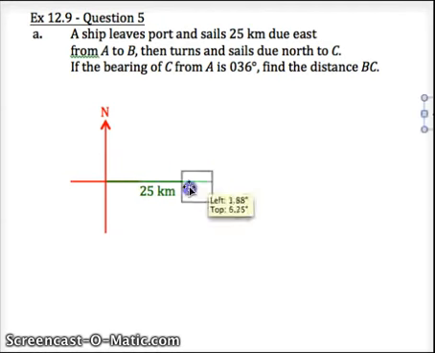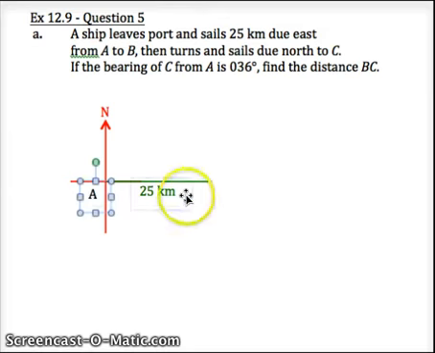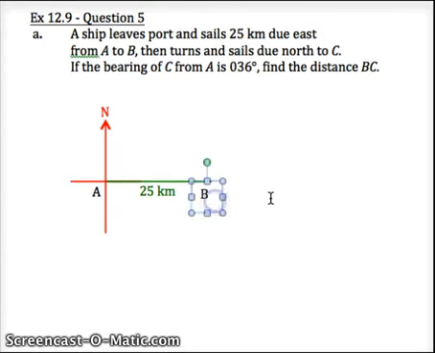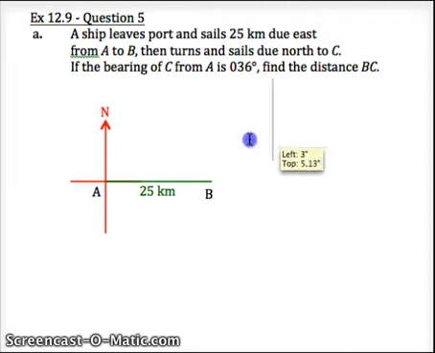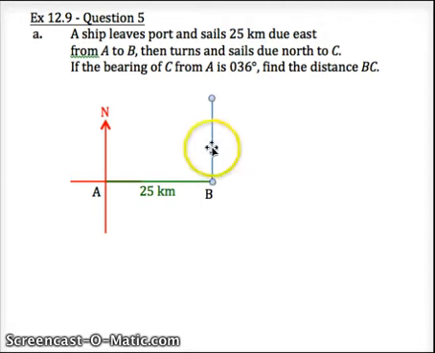So it travels from A to B. So I'll put A there and B here. So that's the first bit. A ship leaves port here and sails 25 kilometres due east from A to B. The ship then turns and sails due north to C. So from here, we can put due north here to the point C. Now we don't know what that distance is.